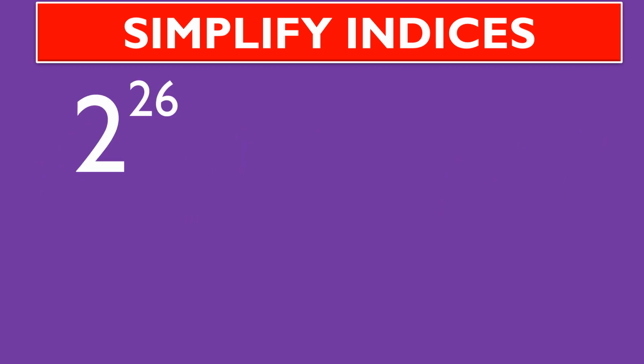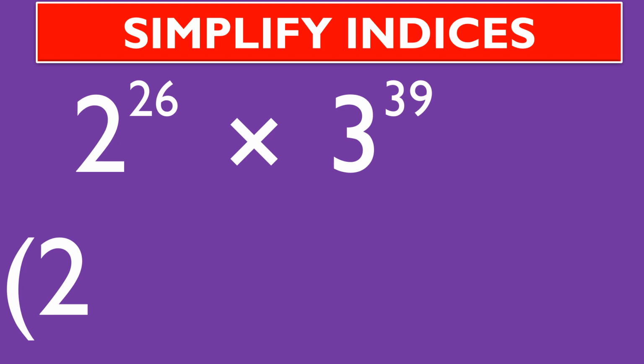So let's look at the expression 2 raised to the power of 26 multiplied by 3 raised to the power of 39, which is actually the question of the day which we will be simplifying. Now we have simplified 2 raised to the power of 26 and then we have expressed it as 2 raised to the power of 2 and then raised to the power of 13.